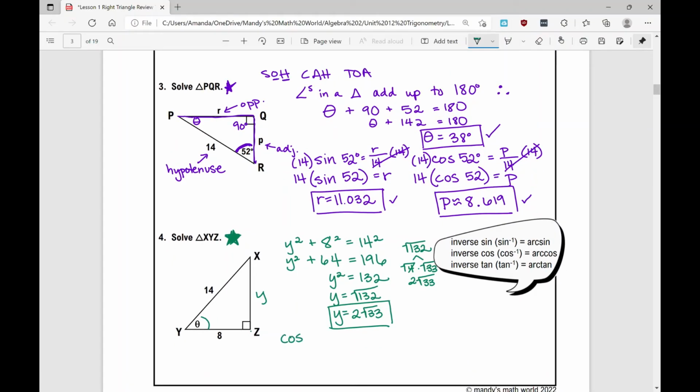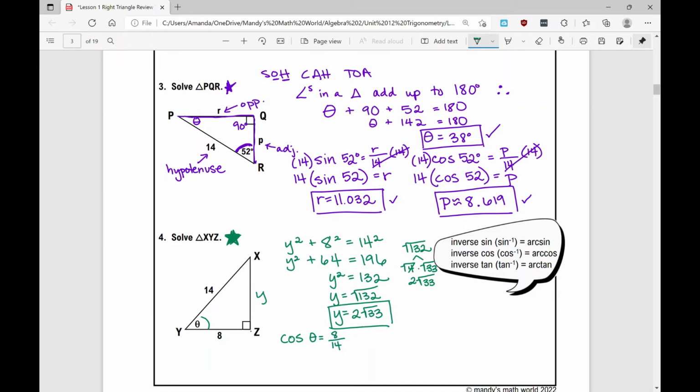So I'm going to say cosine of theta equals, well, that's going to be the ratio of the side that's adjacent to the hypotenuse. The adjacent side has a length of 8, and the hypotenuse has a length of 14. What I'm going to do is use an inverse trig function.